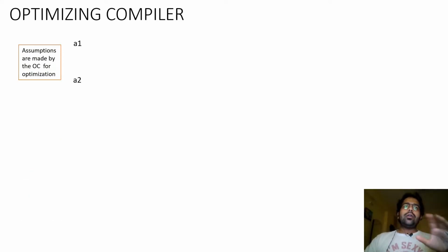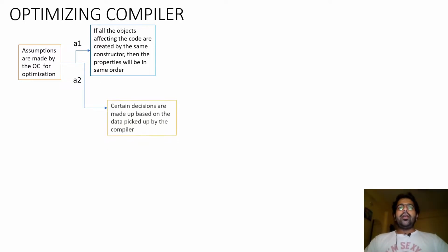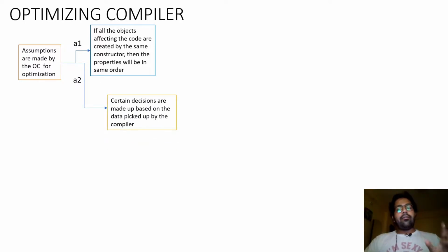The assumptions made by the optimizing compiler are basically if the objects affecting that piece of code are created by the same constructor. For example, the constructor obj: this.x equals x, this.y equals y, correct? Each and every object created by this particular constructor will have the same x and y in the same order, correct? So if they are created by the same constructor and are in the same order, there are certain decisions which are made on the data which has been collected by the baseline compiler, right?